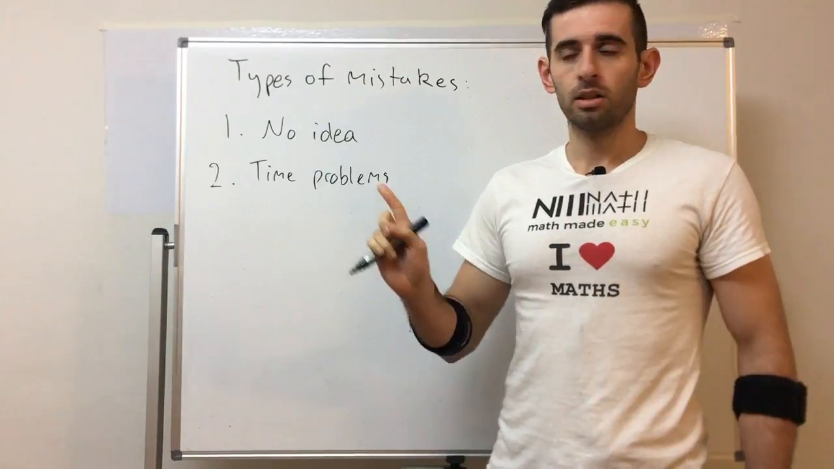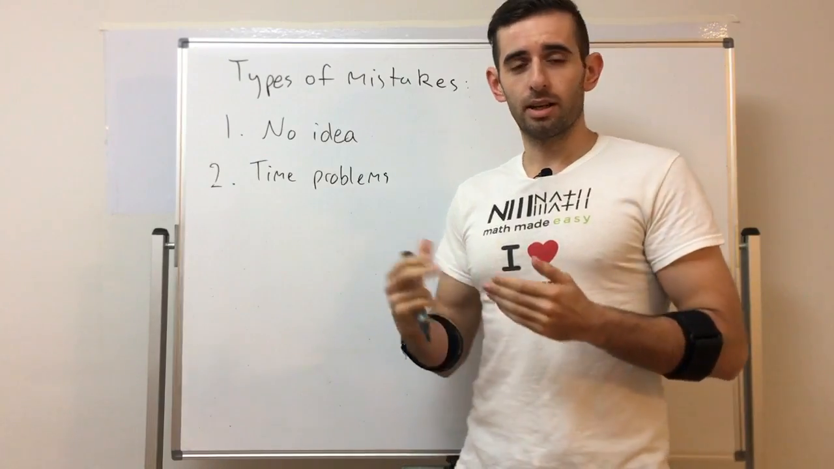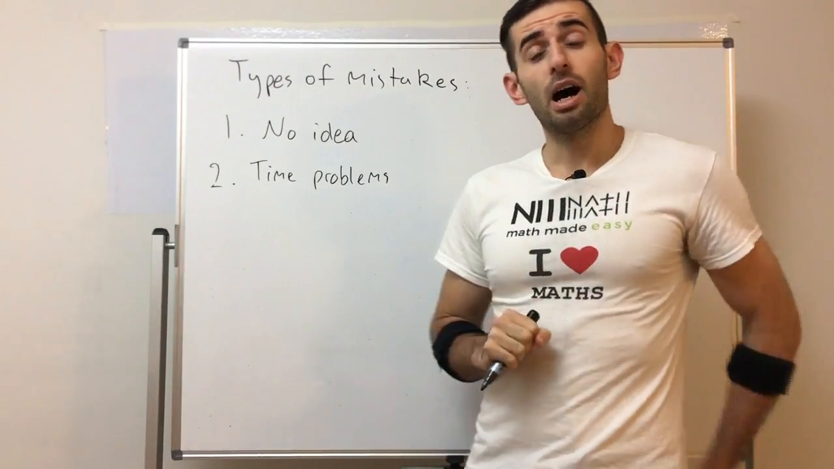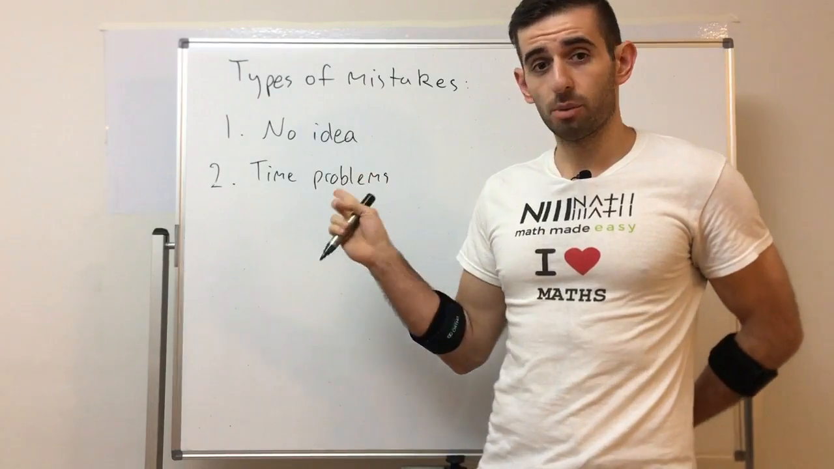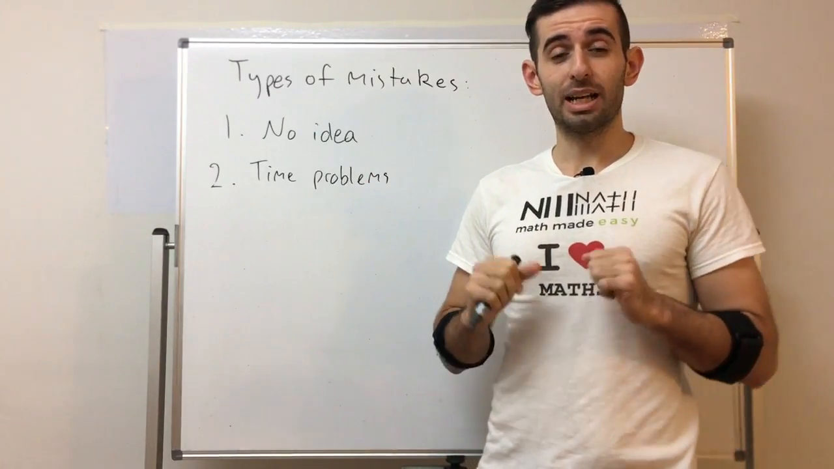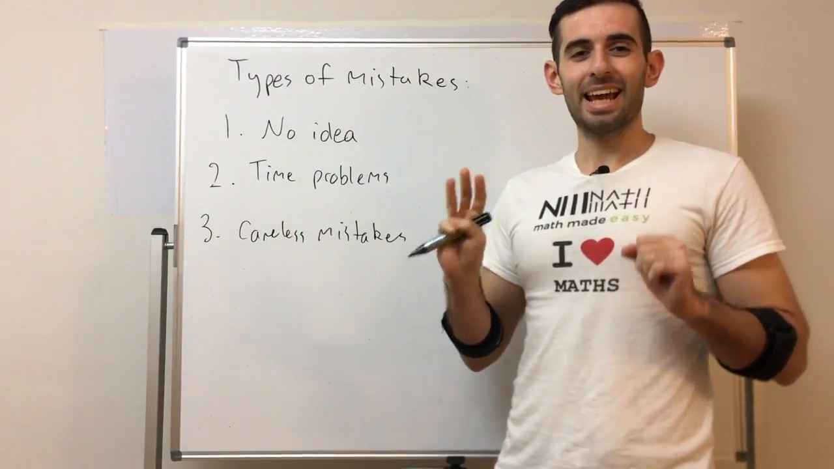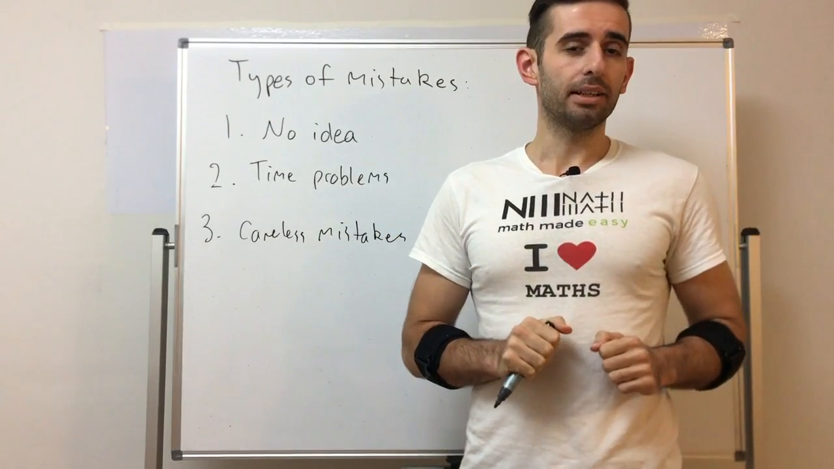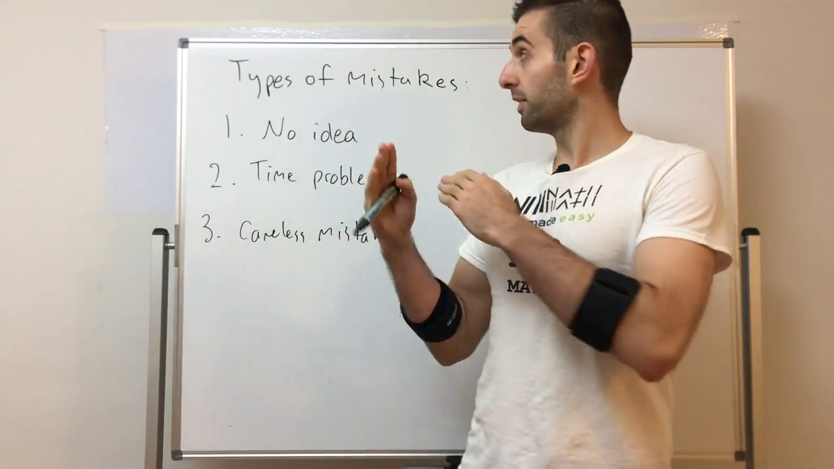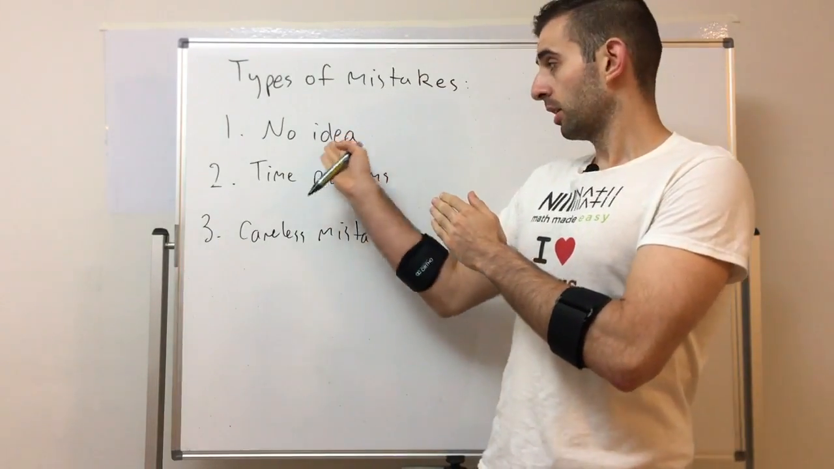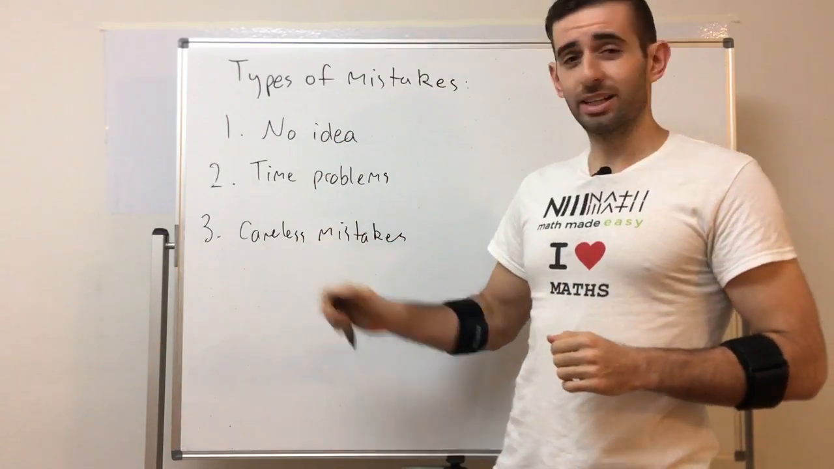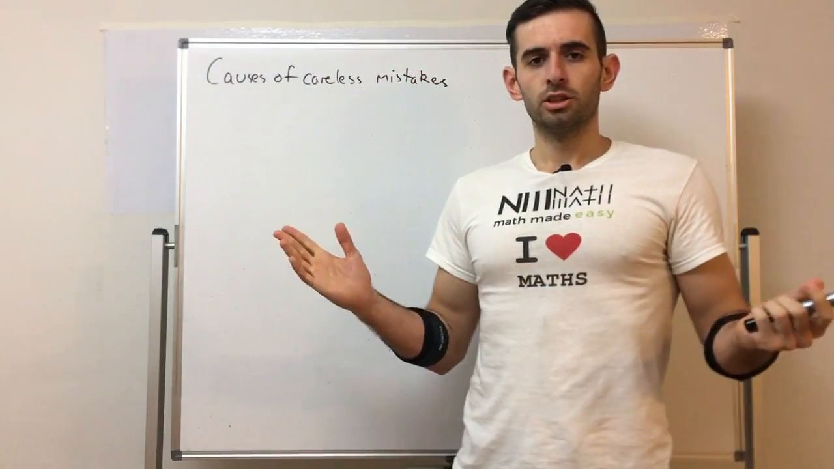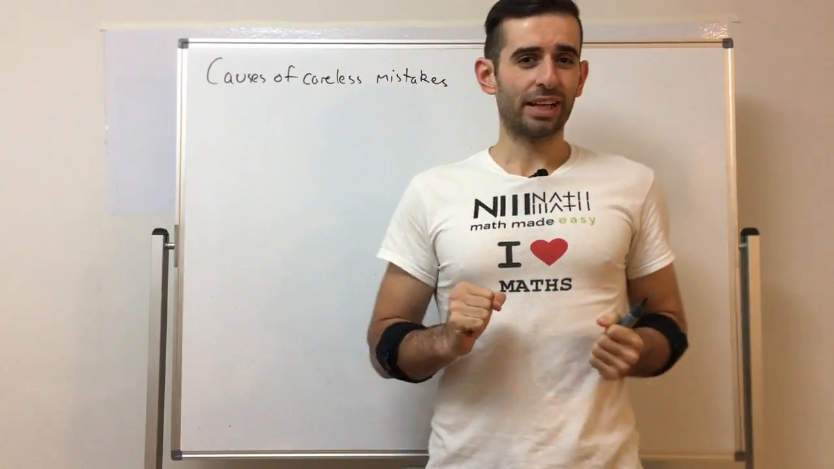And then the next type, time problems, right? You just ran out of time, okay? Now, one of the strategies I do have will help with that, but for now, let's go to the last type, careless mistakes. And that's what we're talking about today. So now that we know the different types of mistakes, we're going to focus specifically on careless mistakes.